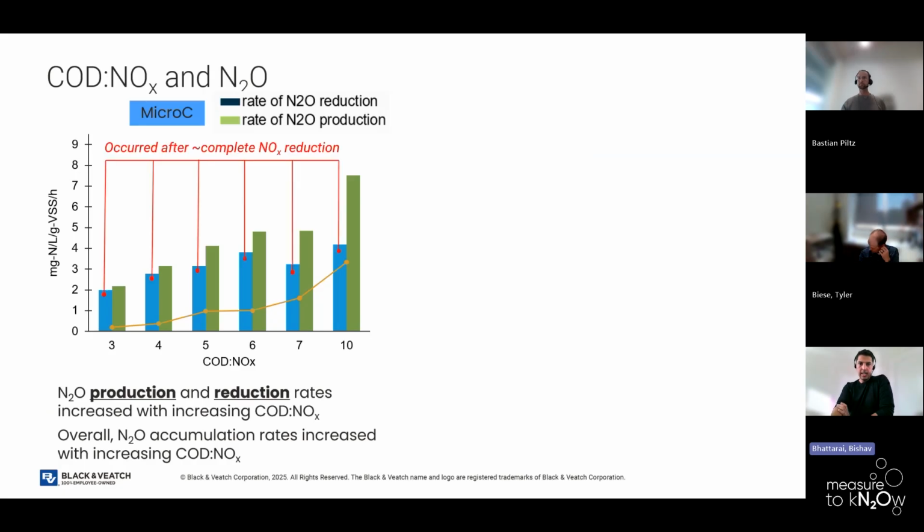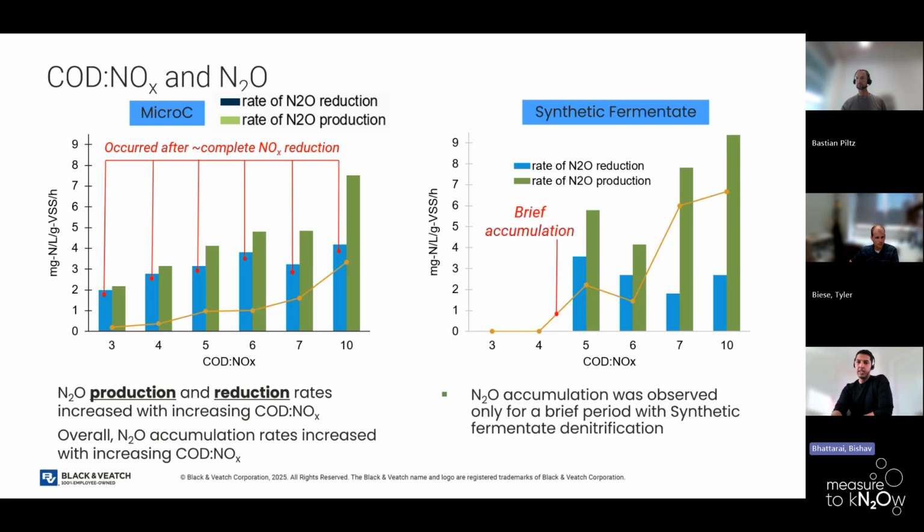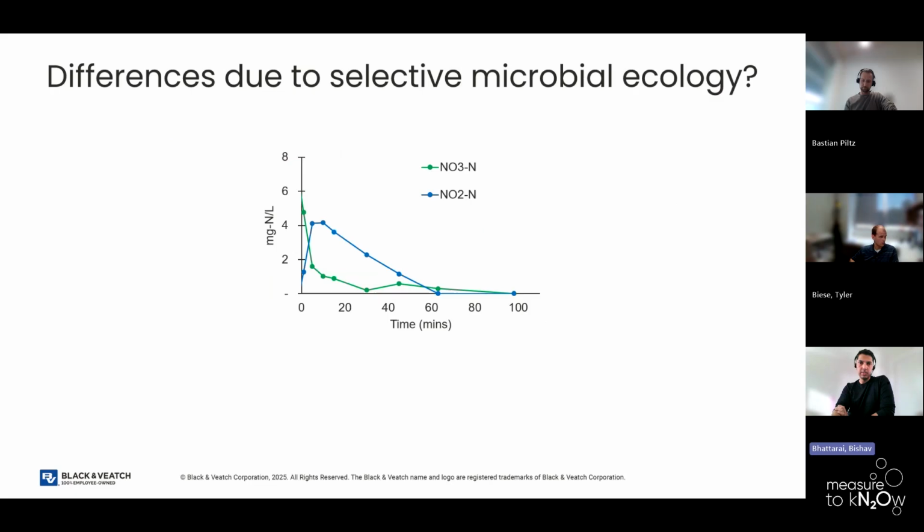This just highlights that as we are increasing our carbon to NOx ratio, we were seeing improved, or increasing, denite activity, but at the same time, that delta between nitrate and nitrite reduction was leading to higher nitrous oxide accumulation with micro C. But with synthetic fermented, we were just seeing that for a brief period. This line might be deceiving, but we're not seeing that going throughout the anoxic phase. So synthetic fermented showed it posed less risk towards nitrous oxide accumulation.